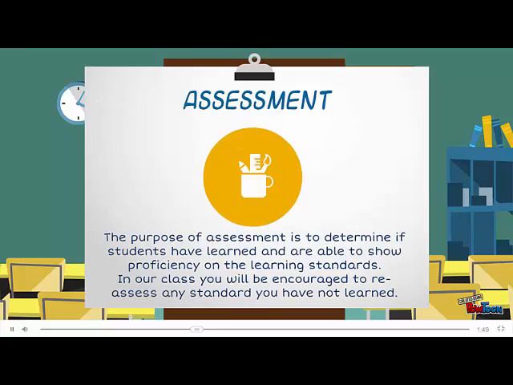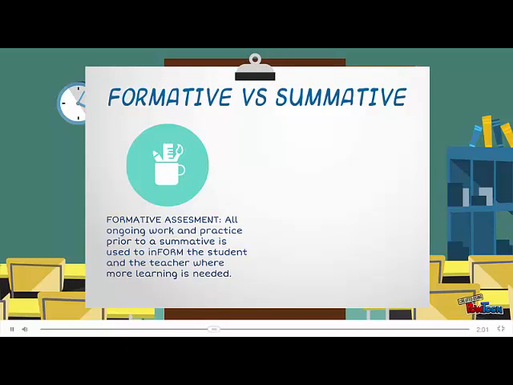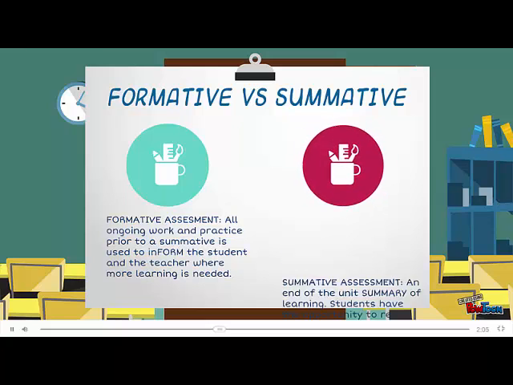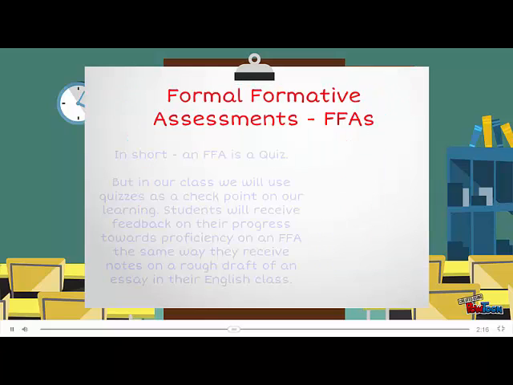The purpose of assessment is to determine if students have learned and are able to show proficiency on learning standards. In our class, you will be encouraged to reassess any standard you've not learned. What is the difference between formative and summative? A formative assessment is all ongoing work and practice prior to a summative and used to inform the student and the teacher where more learning is needed. A summative assessment is given at the end of the unit and summarizes the learning. Students have the opportunity to reassess.